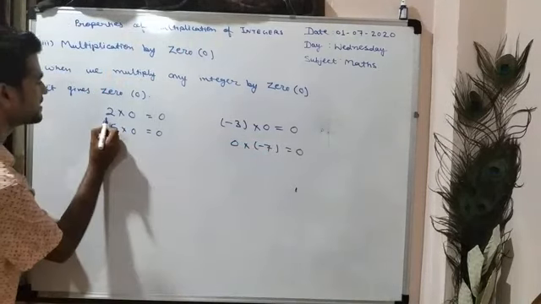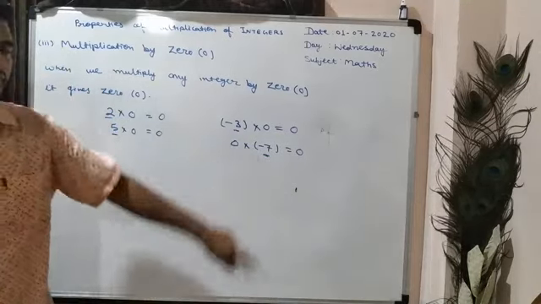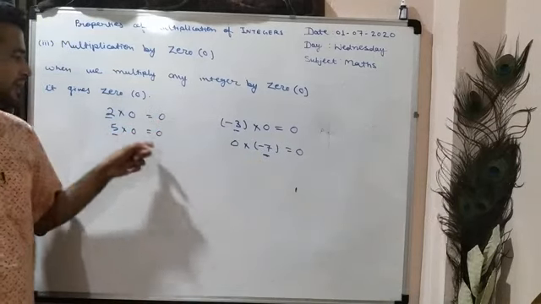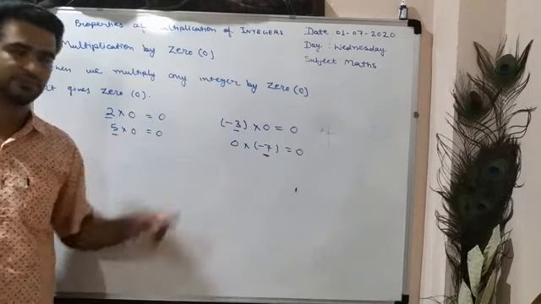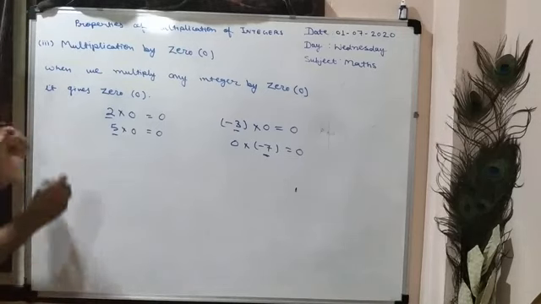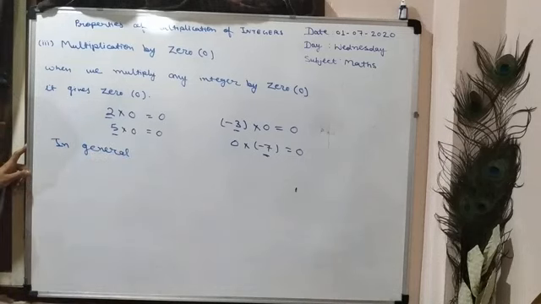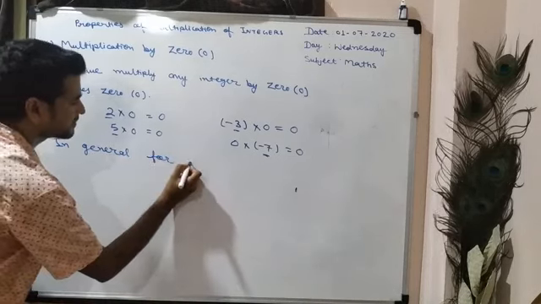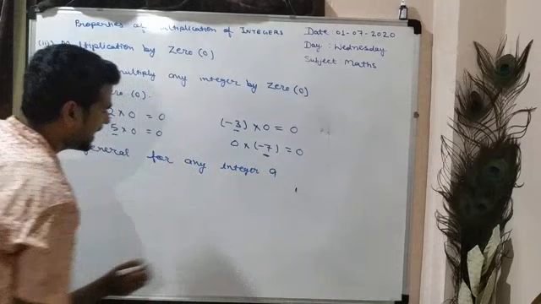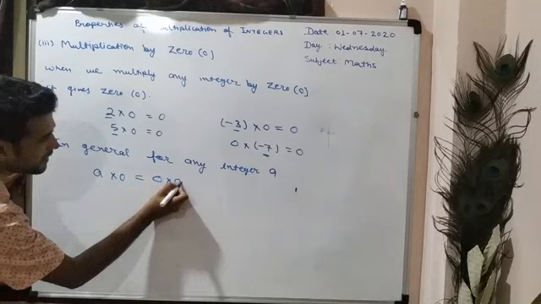It means we have any integer. Here we are taking 2, 5, minus 3, minus 7. So whenever integers are multiplied by 0, we always get 0. So in general, what can we write? In general, for any integer a, a into 0 is equal to 0 into a is equal to 0.